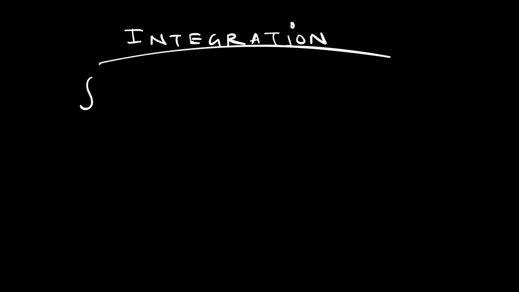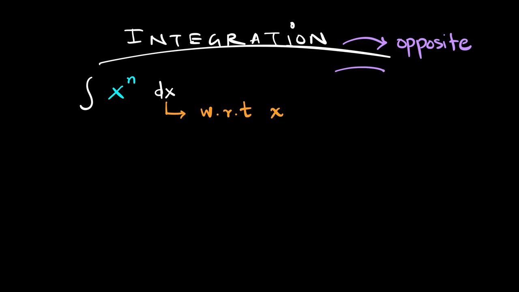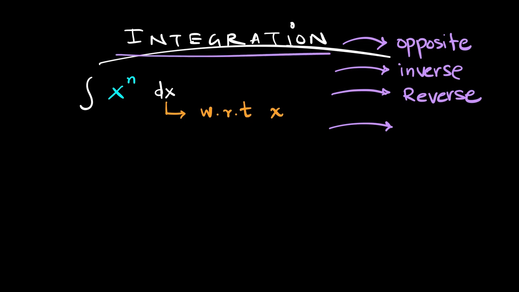Now let's look at integration. When we talk about the basic technique of integration for an algebraic expression, this is the symbol for integration. dx means we are integrating with respect to x, and I'm writing a variable raised to the power of n. Now the process is the opposite of differentiation. I can use the term opposite, inverse, or reverse. In some books, in some syllabi, integration is often called anti-differentiation because the process is completely reversed.